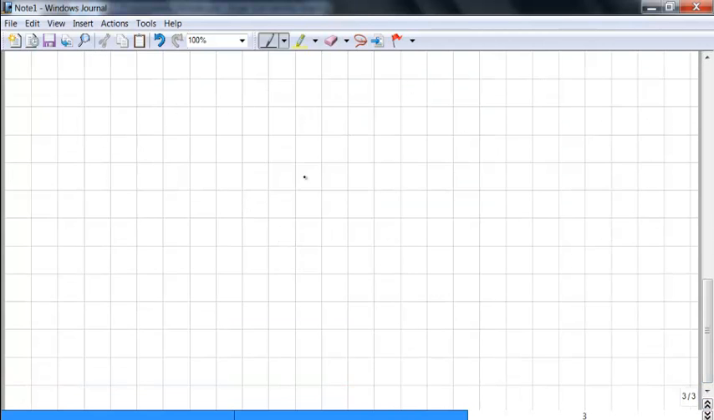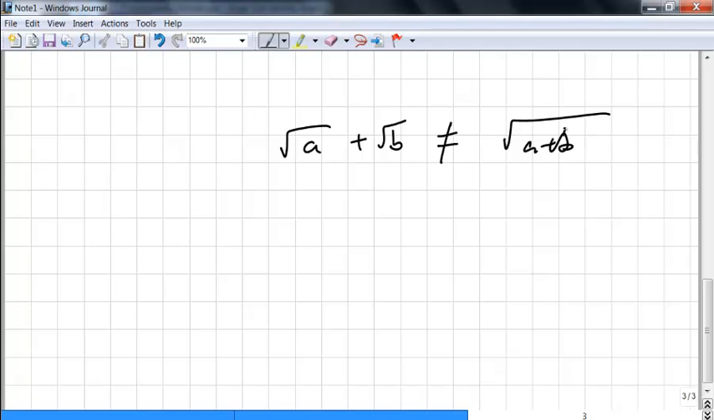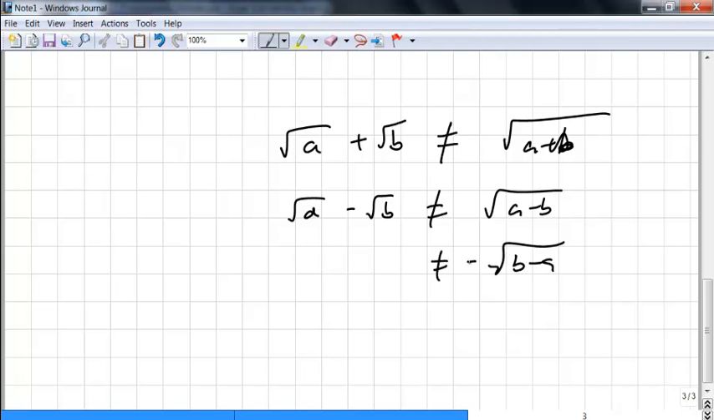So it is not true, for example, that square root of A plus square root of B, there's nothing really you can do with it. It's not square root of A plus B. So square root of A minus square root of B is not square root of A minus B. So square root of 2 minus square root of 6, for example, it's not square root of negative 4. It's not negative square root of 4.